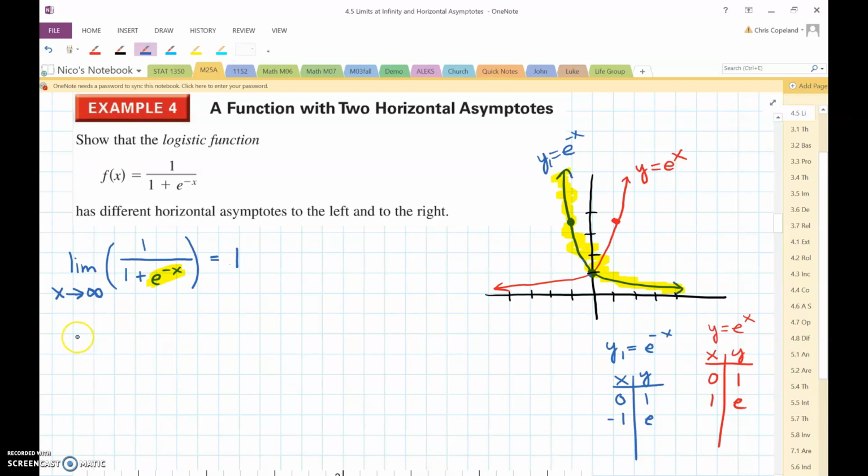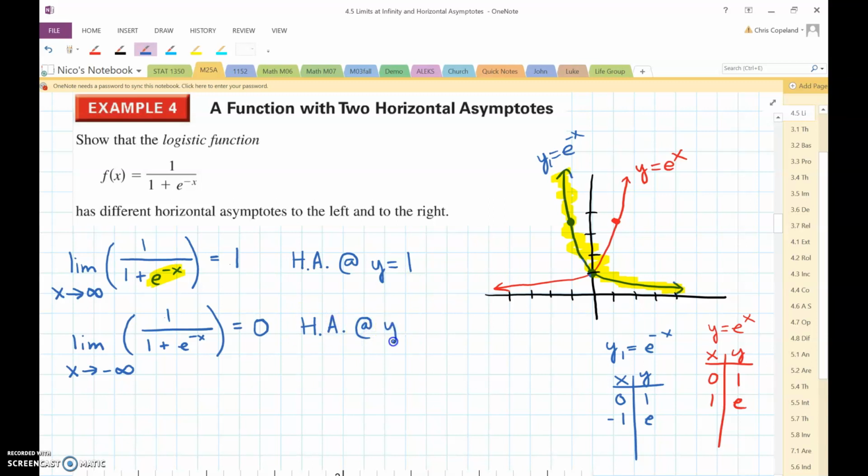Okay. Now let's also look at the limit as x approaches negative infinity of 1 over 1 plus e to the negative x. So negative infinity would be this way. As x is going towards negative infinity, this goes towards positive infinity. So this would be like 1 over 1 plus infinity, which would be 0. So this tells us that we have a horizontal asymptote at y equals 1. We also have a horizontal asymptote at y equals 0.